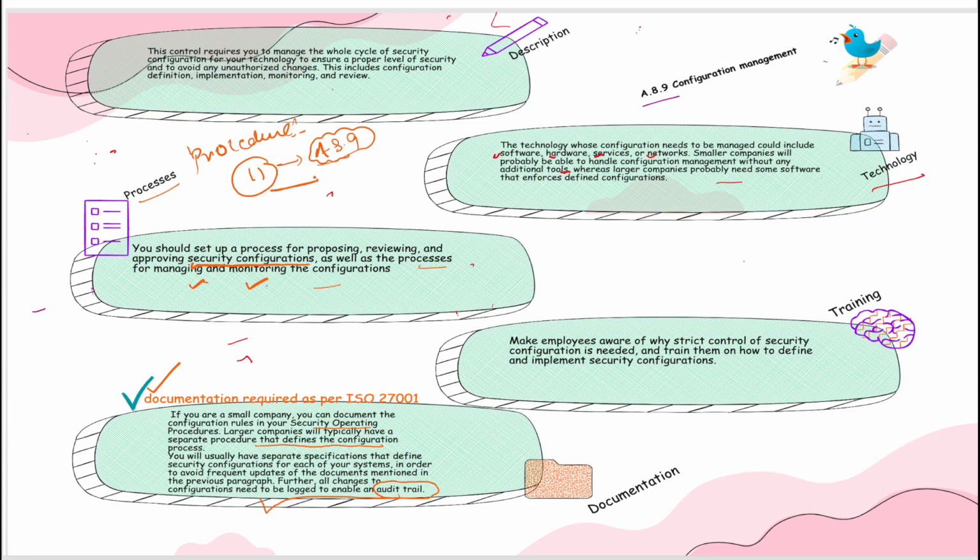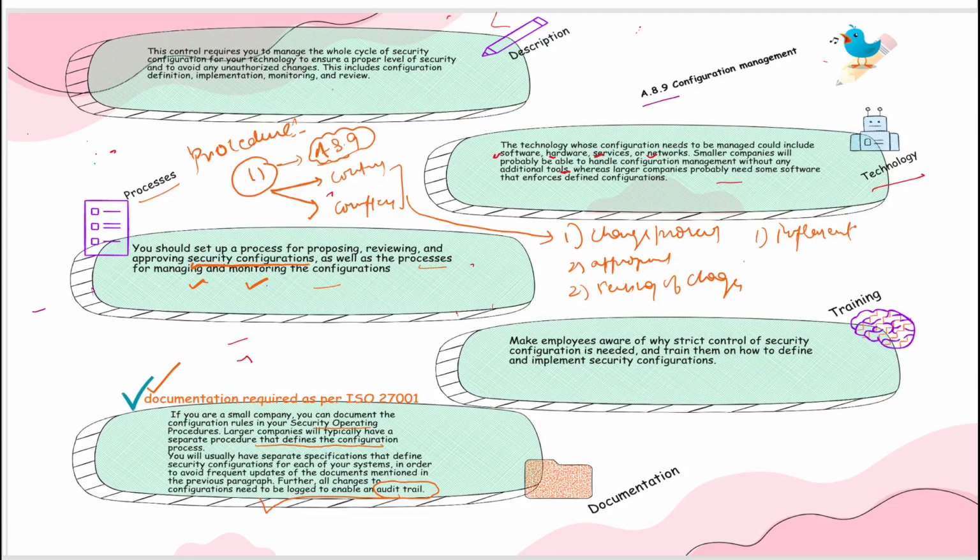So based on your organization size and the complexity context, you can have a process where you can set how changes are being proposed, what approval system takes place, then testing of these changes, then how these are going to be implemented, and who is authorized to do this kind of changes.